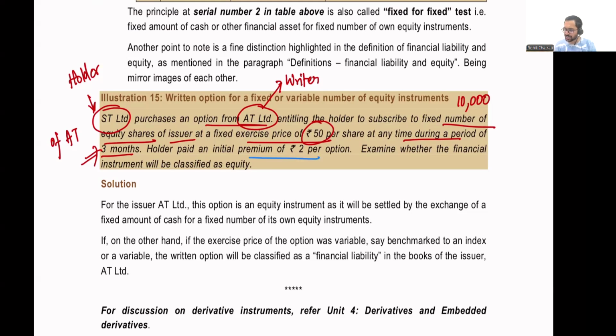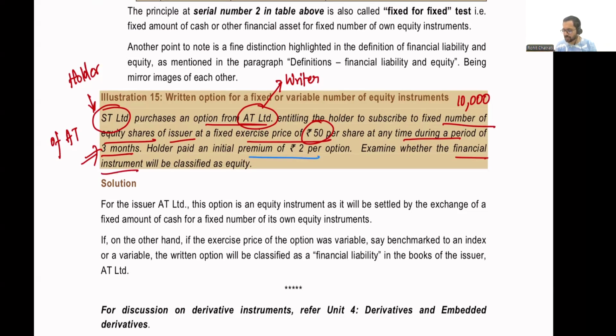The question is to examine whether the financial instrument will be classified as equity. Again, we are going to examine it from the viewpoint of the issuer. The issuer over here is the writer of the option contract. Now, for derivative instruments, the standard says that from the viewpoint of the issuer, evaluate whether the entity has an obligation to deliver a fixed number of equity shares for a fixed consideration. Will AT Limited receive a fixed amount of consideration, and does it have an obligation to deliver a fixed number of equity shares?